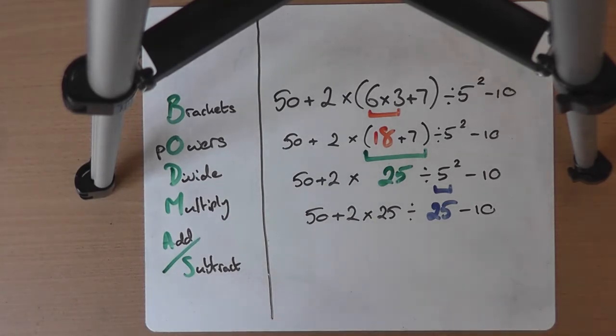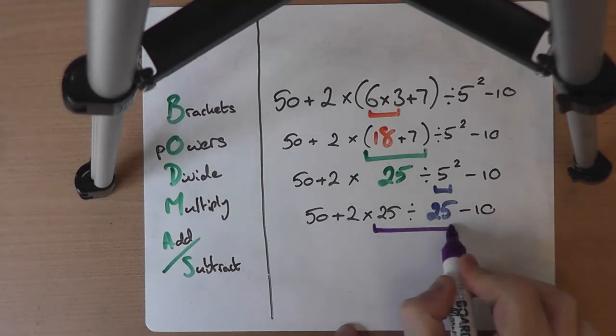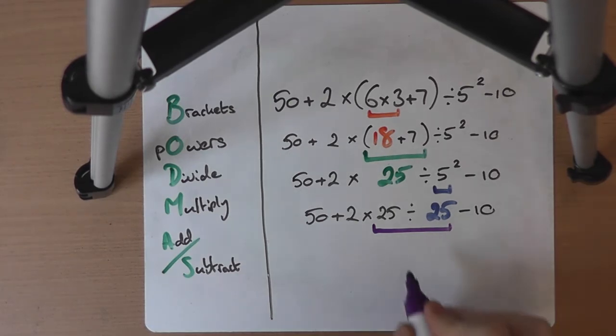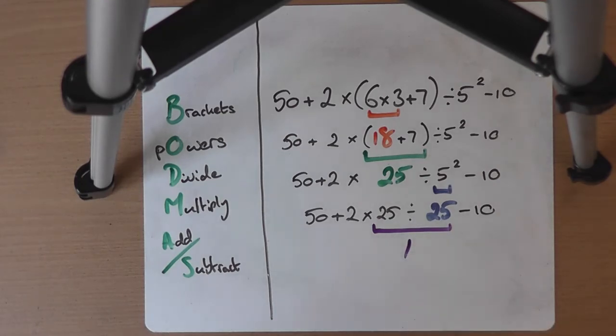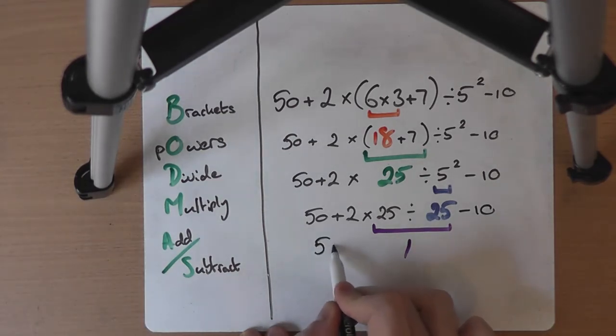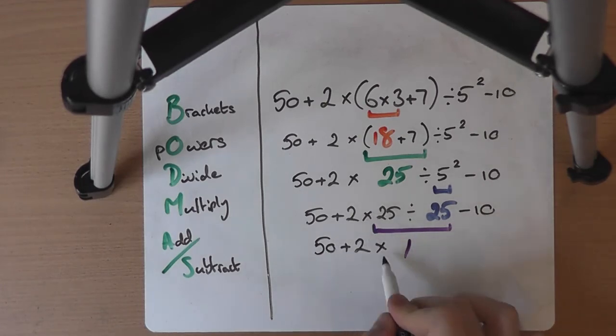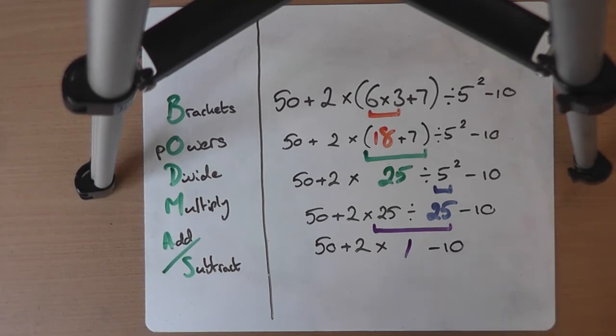Divides next then. There is a divide in here. It's the 25 divided by the 25. The number in front and the number after. And 25 divided by 25, any number divided by itself, will simply give us 1. So the stuff in front carries down. That's the 50 plus the 2 and the times. The times is still there. And then the minus 10 afterwards.